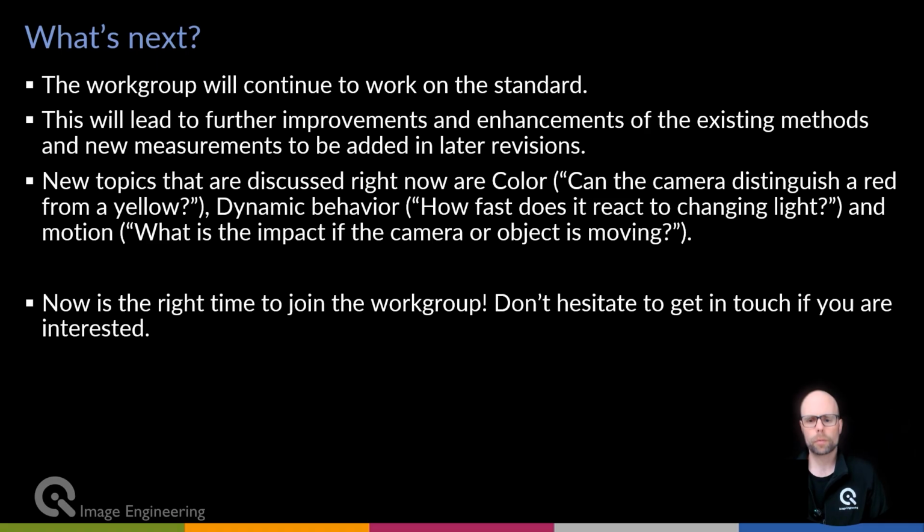But new topics have also been addressed and are being discussed right now. For example, color: can the camera distinguish a red from a yellow, or how well can it do that? Or dynamic behavior: how fast does it react to changing light if you enter a tunnel or exit a parking lot? And motion: what is the impact if the camera or object is moving, which is the case in cars. It's hardly the case that the camera is used when it is stationary.